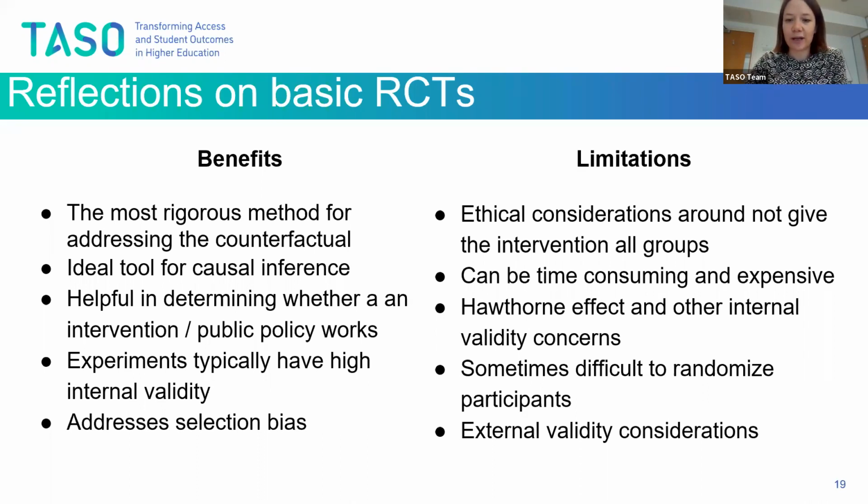As with all tools in our toolkit, RCTs also come with a number of limitations. So there are ethical considerations around not giving the intervention to all groups, so the control group typically don't get that intervention. There are some ways to manage or navigate this. And I think Sarah's going to come on to this in a little bit more detail later, but often we have programs or activities that are oversubscribed. So there's only a set amount of places anyway, and some students won't be able to take part. Randomization is a good way to allocate places in this scenario rather than a first come, first serve basis.